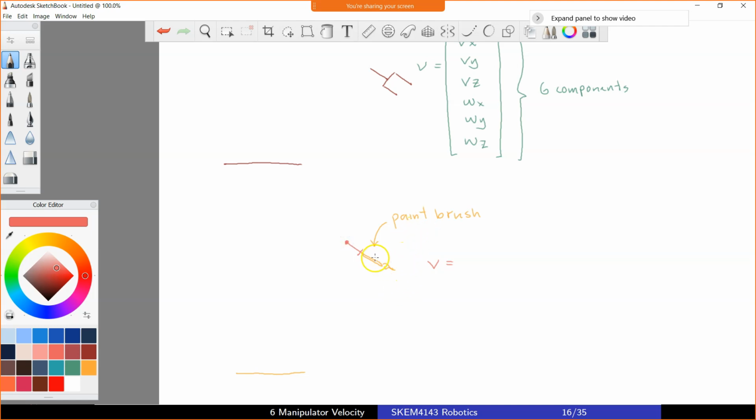Probably you wouldn't require your paintbrush to be rotated. You only want to move it, right, in x, y, and z direction. So if this is the case, your spatial velocity only needs to have 3 components: Vx, Vy, and Vz. Probably, right? I'm saying probably. It depends on what kind of surface you want to paint or draw on.